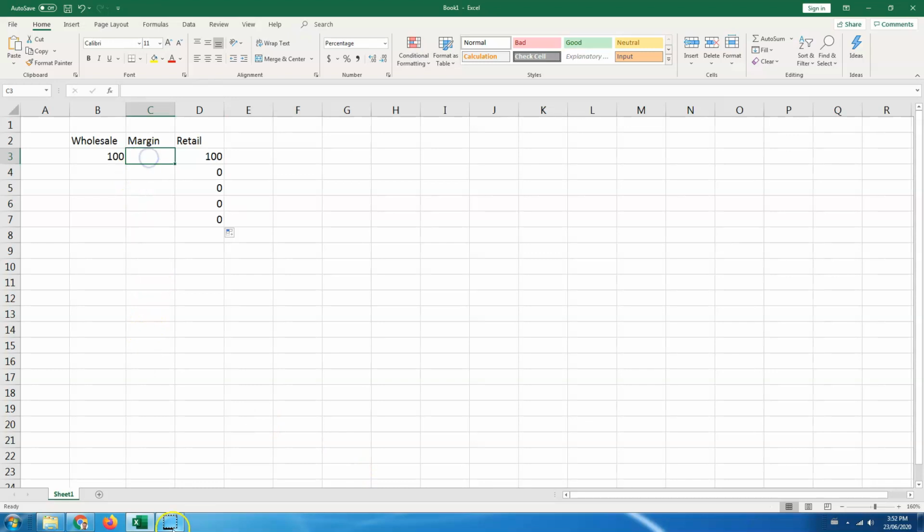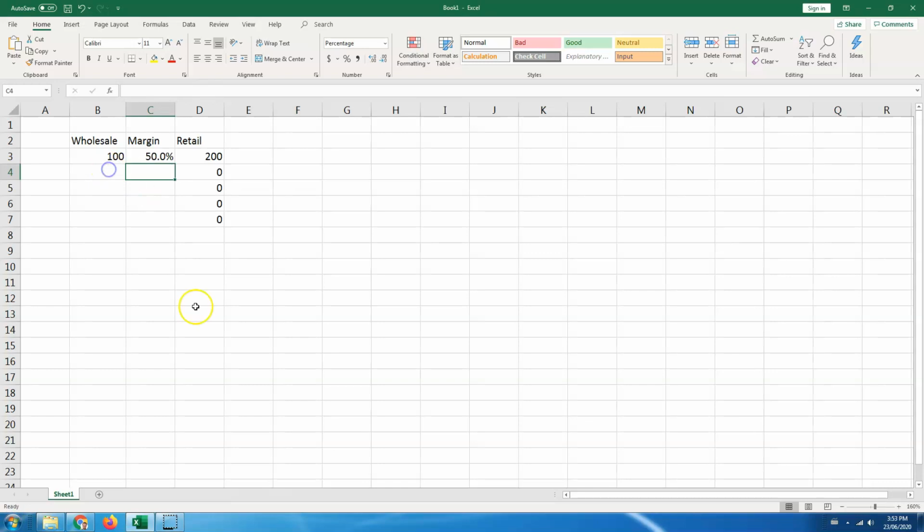Okay, so we have a wholesale price of $100. Let's say you want to earn a 50% profit margin. So we're going to type 50 in there. And remember, it's automatically going to convert it to percentage because of our formatting the cells. So a 50% profit margin will give us a retail price of $200.